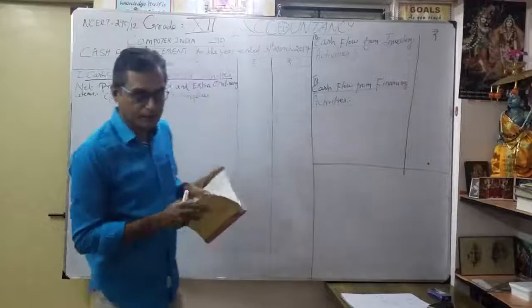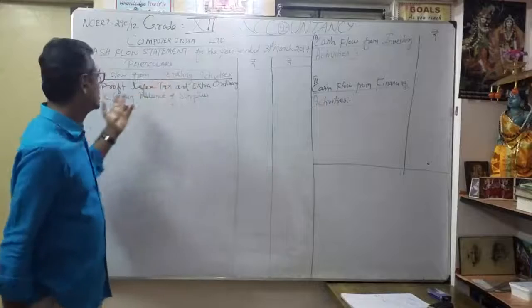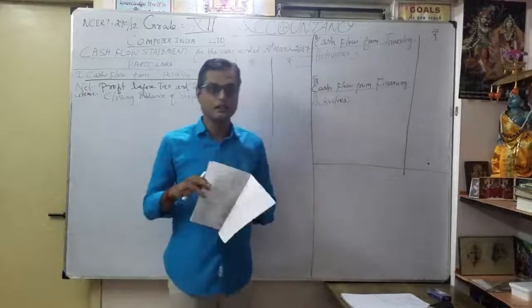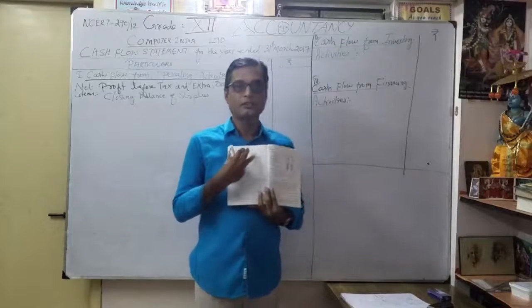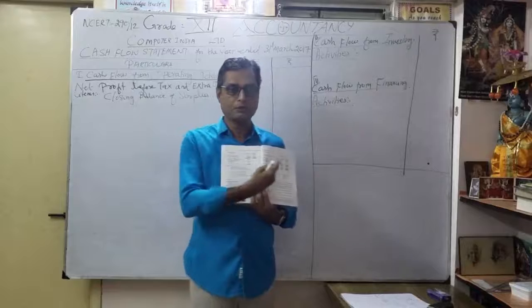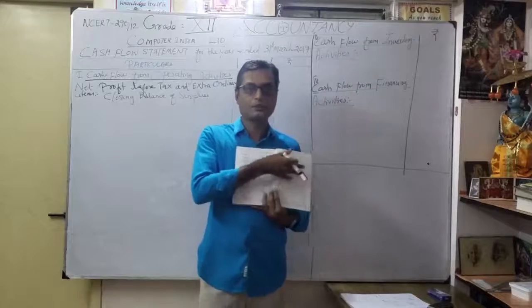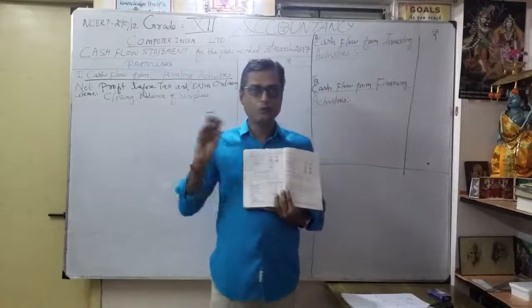Setup for the preparation of this problem. Classify into 3 activities, each with a heading: Roman numeral 1, Roman numeral 2, Roman numeral 3. Usually for the operating activities we are going to discuss more information, so leave the whole first page. Thereafter we'll go to the second page, cash flow from investing activities, then give some space, thereafter cash flow from financing activities. Okay, now we're going to start.